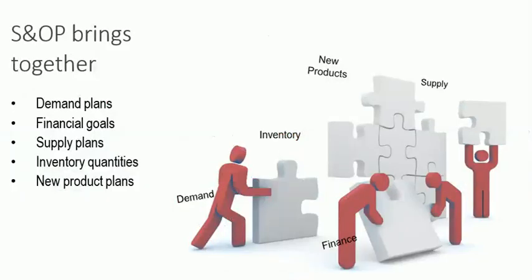Further, it brings together your demand plans, your financial goals, your supply chain plans, your inventory quantities, and your new product plan. So it is almost covering all the important departments of your organization. If your organization needs to develop a new product, you can just put a new product plan in it, and according to that you can generate inventory and the financial goals of your organization on a monthly basis, and it will also help you manage your inventory quantities.